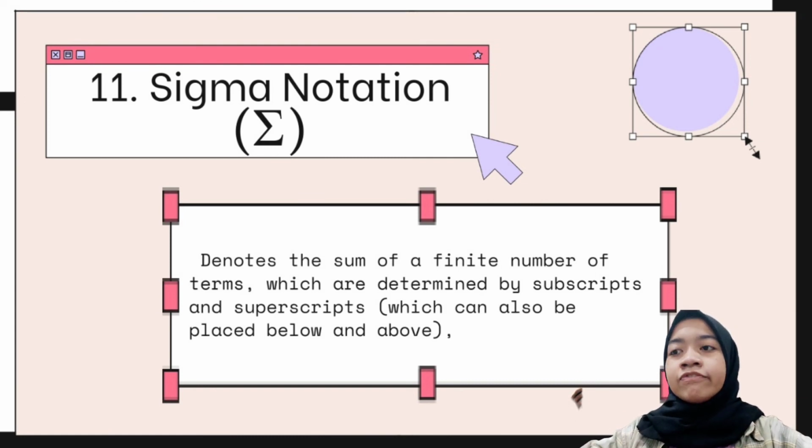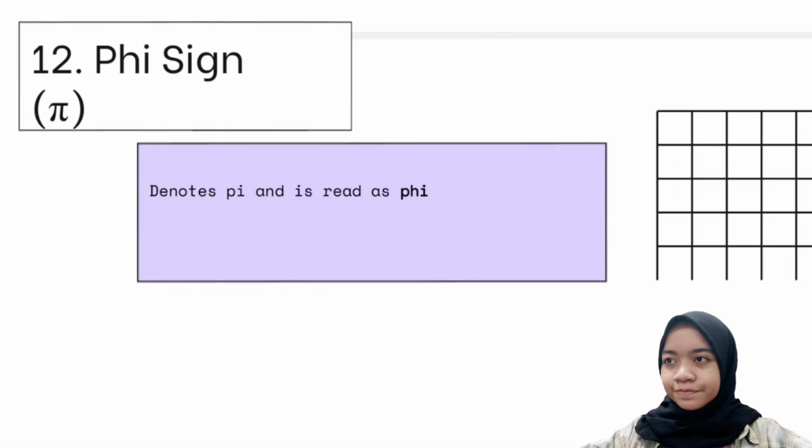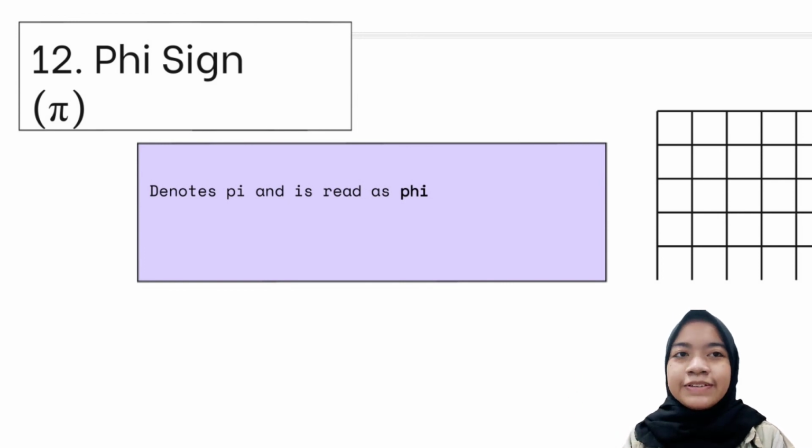Okay, the last one is number 12. We go on to number 12. Pi sign. It denotes pi and is read as pi.